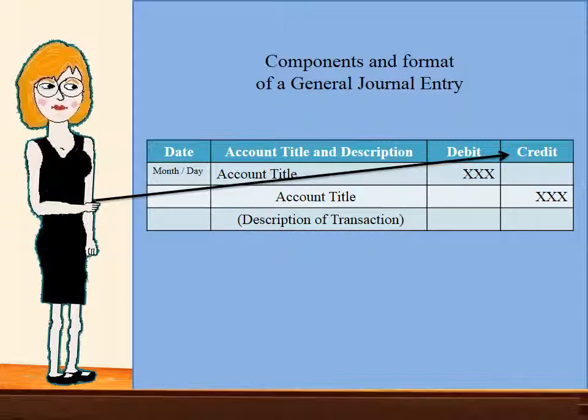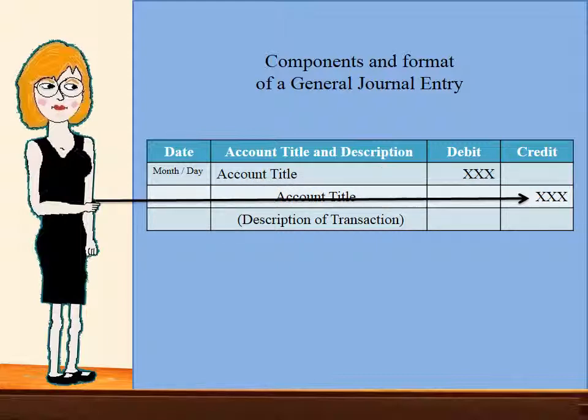Debit means left, credit means right column. You will have at least one debit and one credit that match each other. In closing entries, on more than one occasion you will have multiple entries, so make sure your debits and credits match.